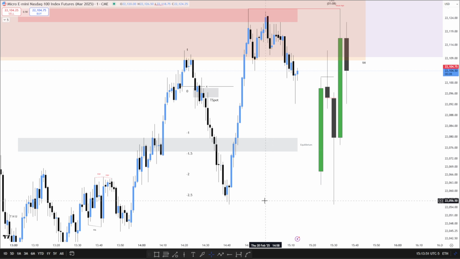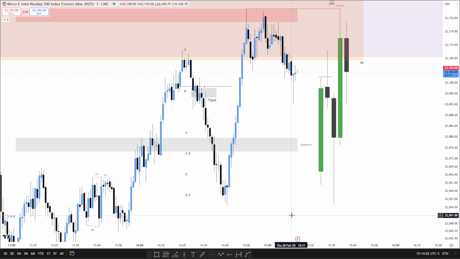I trade fair value gaps. I also trade order blocks. I've been trading order blocks a lot more recently in the past 6 months. I just feel more comfortable with those. Look for that change in state of delivery, set your stop loss, and then let it run.